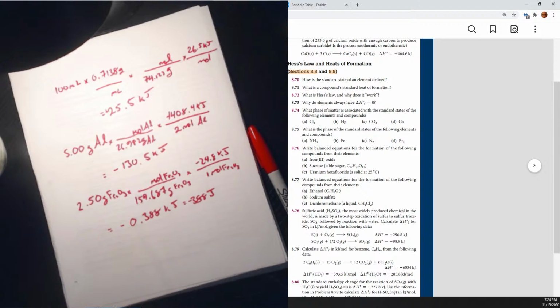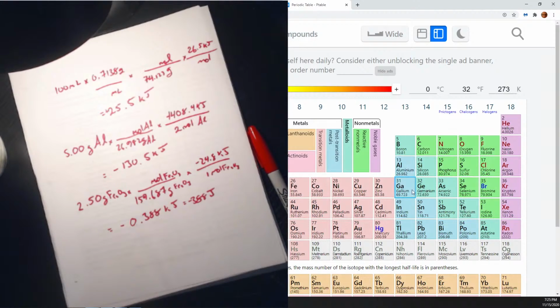What phase of matter is associated with the standard states of the following elements in compound? Chlorine is a gas at room temperature, mercury is a liquid, carbon dioxide is a gas, and gallium is probably a solid. I know it has a very low melting point, but I think it's a solid. Yeah, it looks to be a solid. Let's see. Yes, it is a solid. Okay.